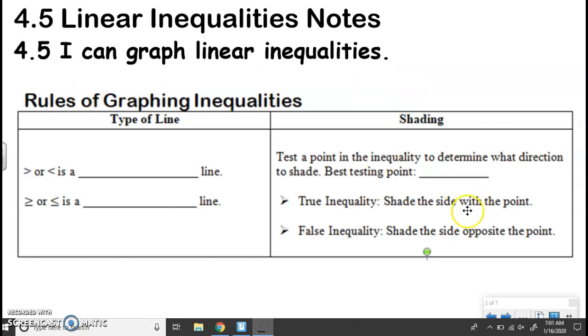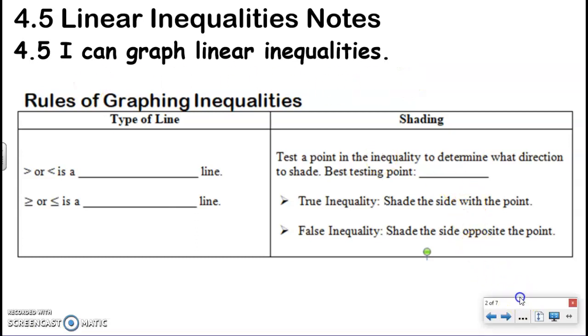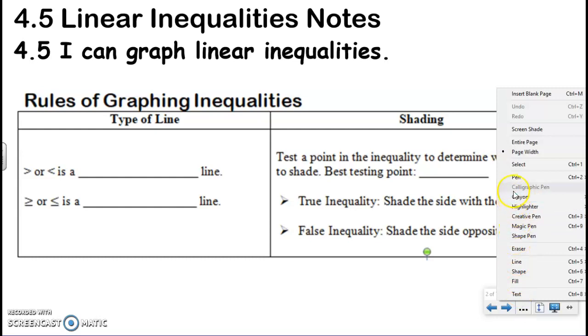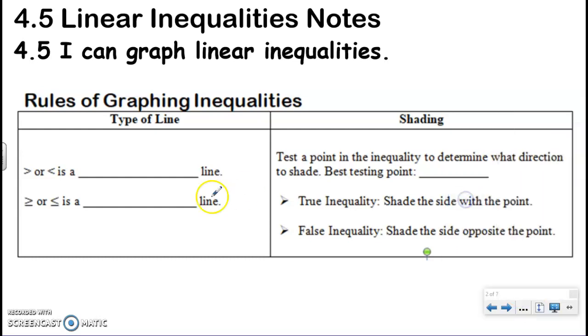Today we're going to talk about how to graph linear inequalities, which is very similar to graphing lines. The only thing you need to pay attention to is your inequality symbol and where you're going to shade. So first thing you need to know, thinking back to your number lines, is if we have greater than or less than, we have a dashed or dotted line.